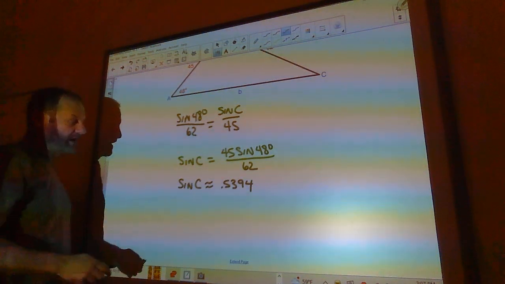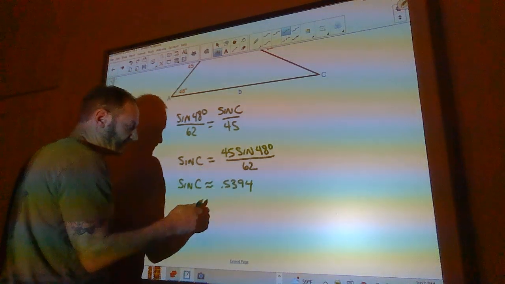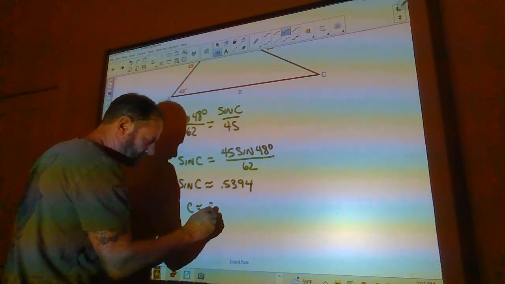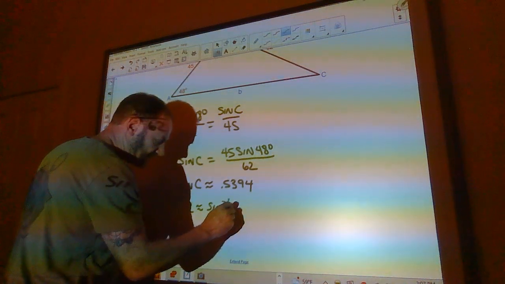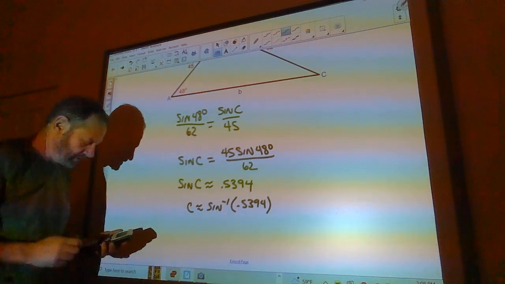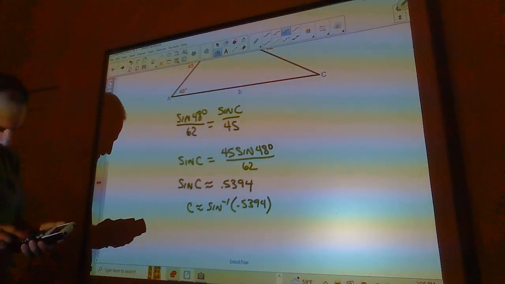Now, a lot of people will stop. They think they're done, but we haven't found the angle yet. This is not the angle. This is the sine of the angle. So I'm going to arc sine both sides of this. So I'm going to go second sine.